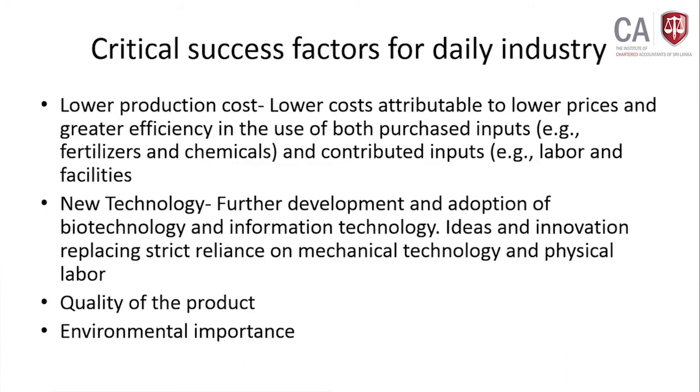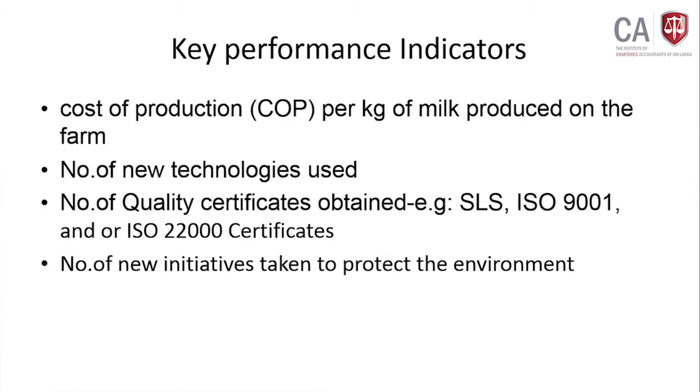Then environmental importance. I have identified a key performance indicator: number of new initiatives taken to protect the environment. For example, at the beginning we will say 2, such as use of recycling and use of compost.